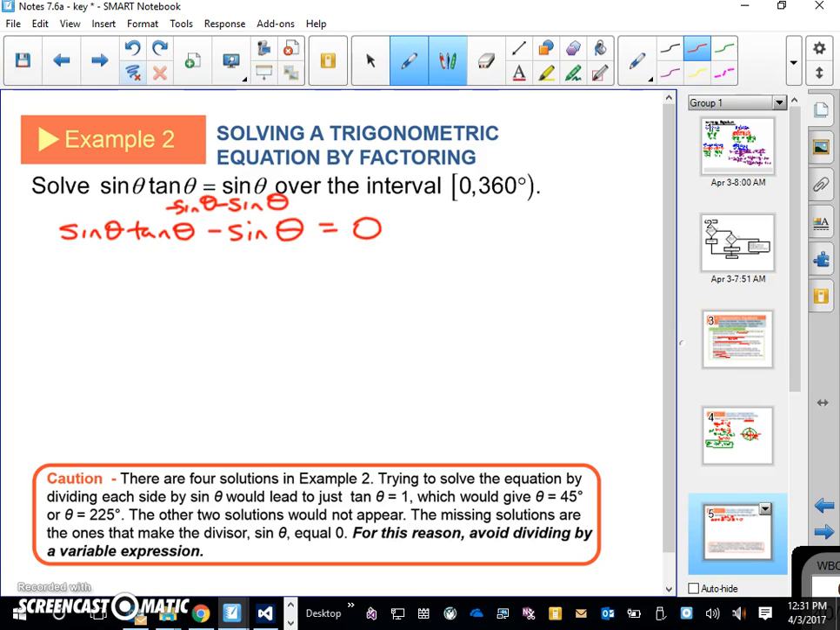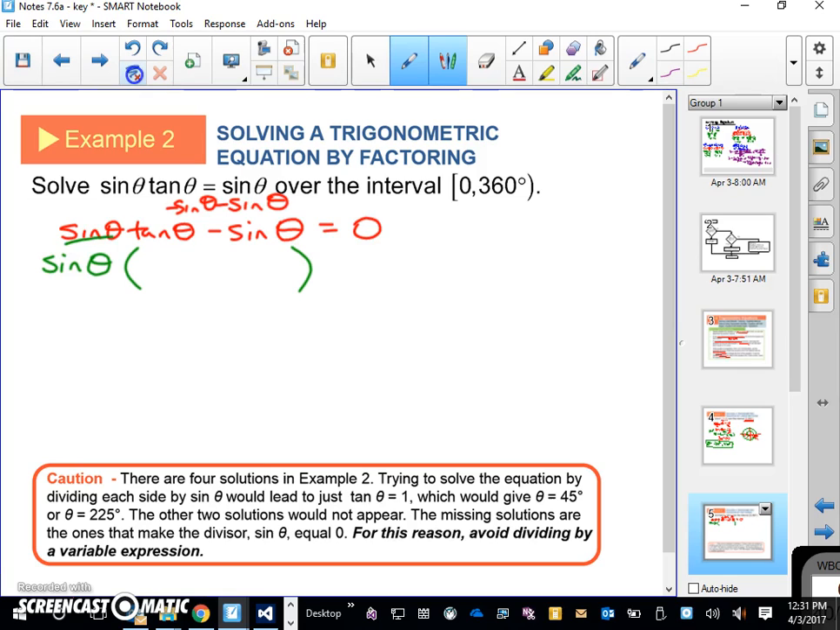But what you would have to recognize is this common factor. Think about it, if I had 4x squared minus 12x equals 0, you'd see a common factor of 4x, and you'd take that out, and that'd be x minus 3, and we could solve by factoring. It's the same concept. You just have that extra layer of trig on top of it. We've got sine theta in common.